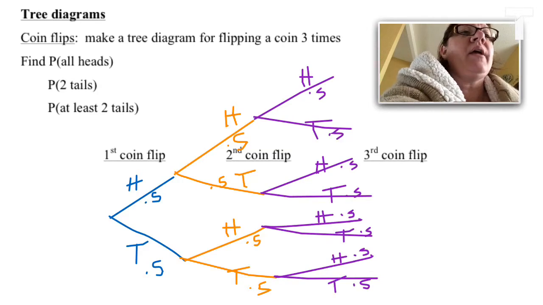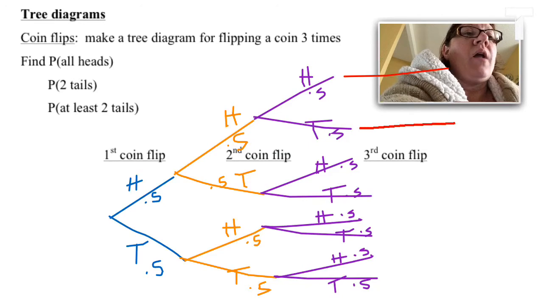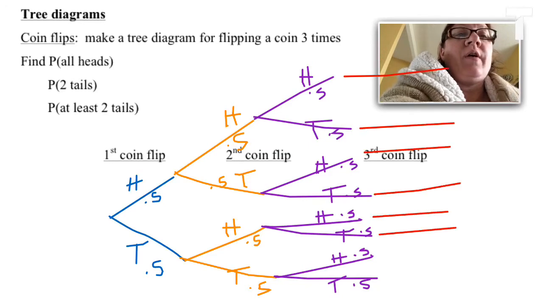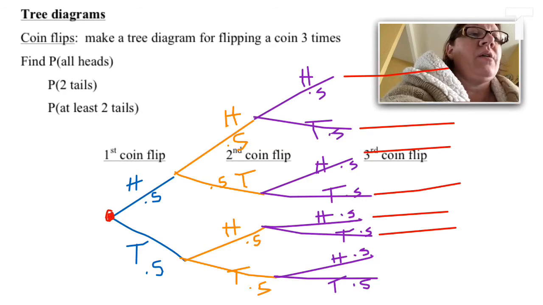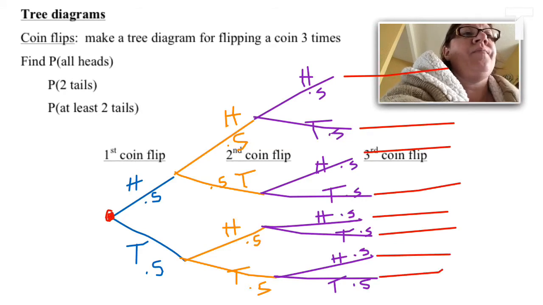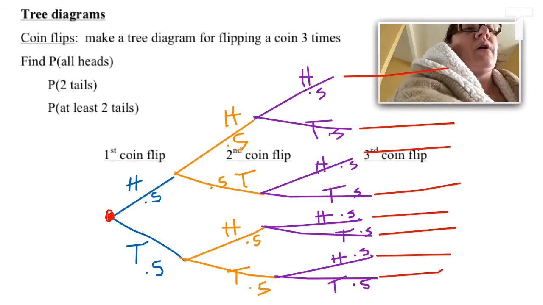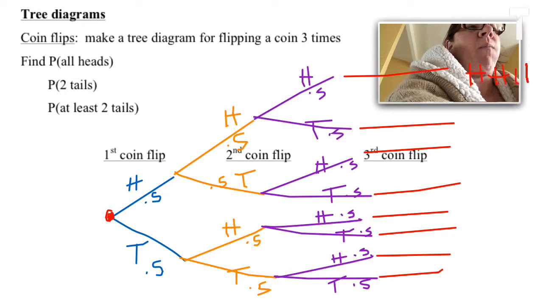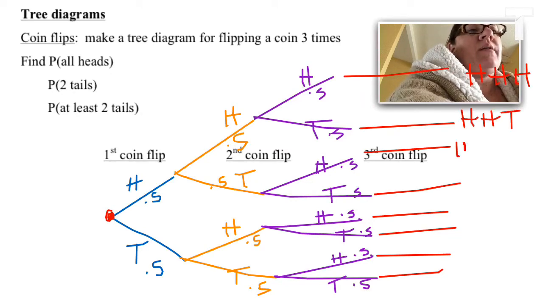And then if I look at following every single path all the way out from the very beginning until I get to the end of the path, I can see what the outcomes are. So if I follow this top one, I get heads, heads, heads. The next one, I get heads, heads, tails. The next one, I get heads, tails, heads, then heads, tails, tails.